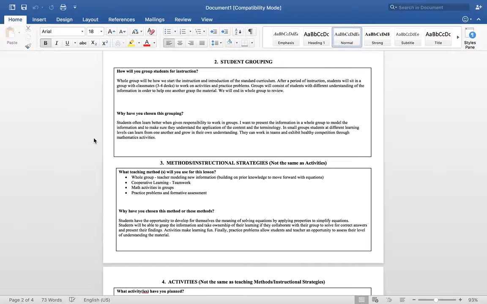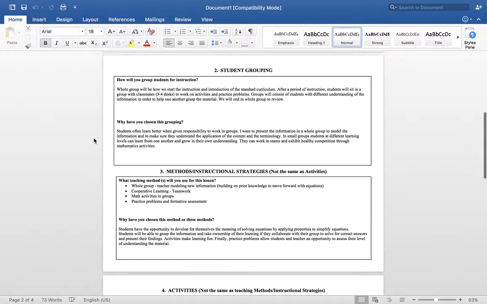Activities make learning fun, so I think that's a big reason I choose it, because I want students to be able to feel like they're having a good time while they're learning, if at all possible. And finally, practice problems allow students and teachers an opportunity to assess their level of understanding the material. That is sections 1 through 3 for this lesson plan.